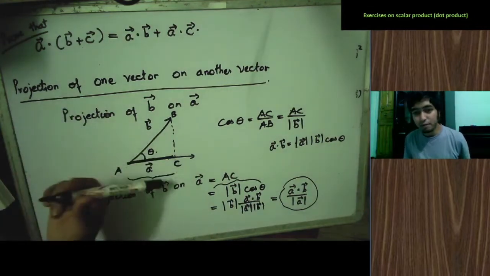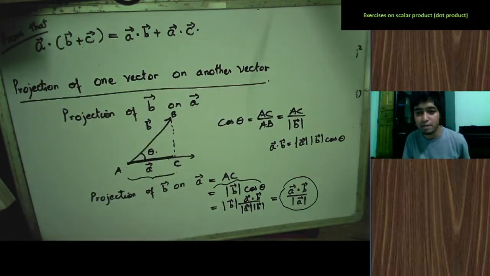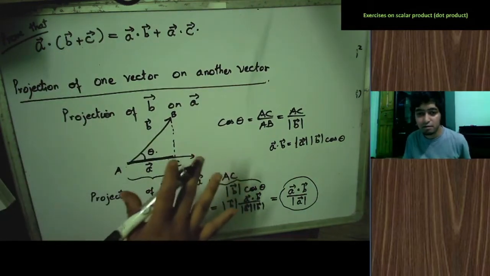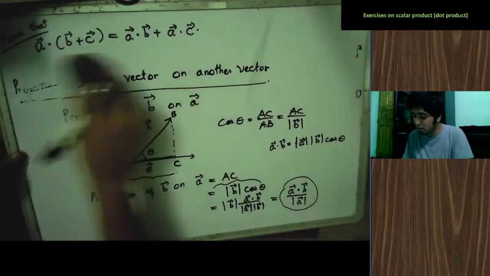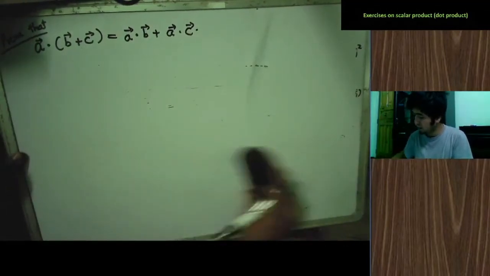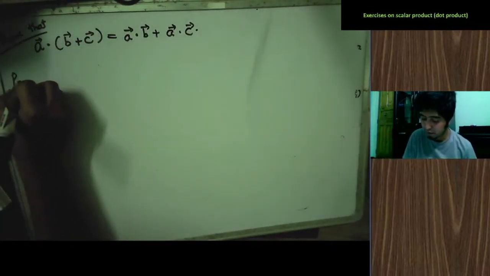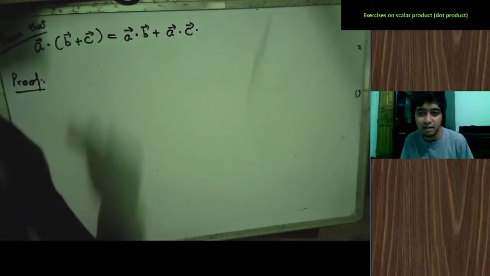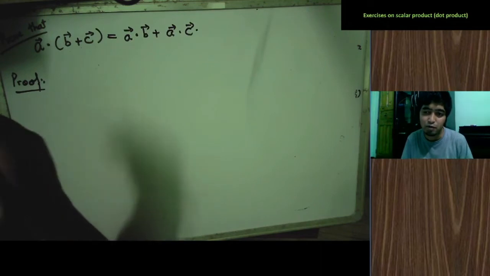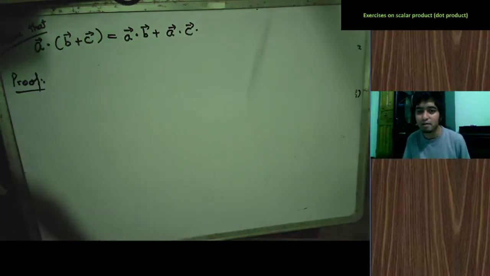So what we will do now is try to prove this one by using the idea of projection. Why exactly do we need to use projections over here? It will become clear once we do the proof. Okay, let's see. Proof. Always remember that vectors can be moved so that they have the same initial point, or you can move them anywhere you like, as long as you move them parallel to one another.